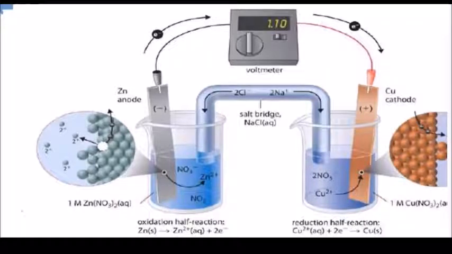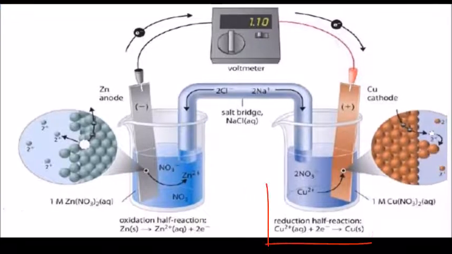Before we talk about the salt bridge, let's go ahead and look at this other side of the diagram, and it's telling us that Cu2+ is going to gain these 2 electrons to become copper solid. So again, where we have reduction is the cathode. These electrons show up here.